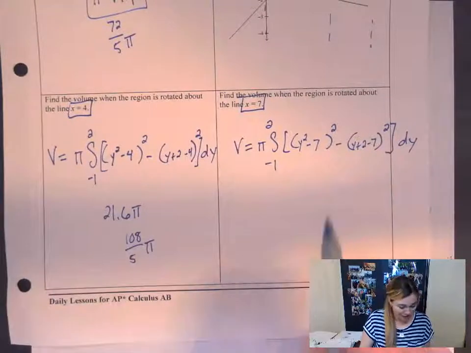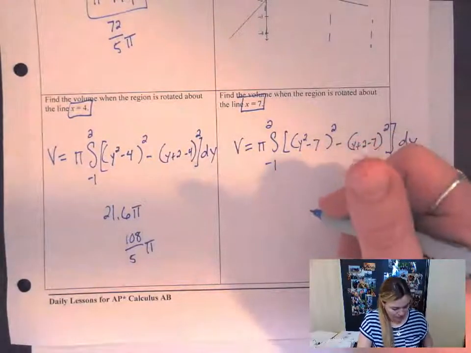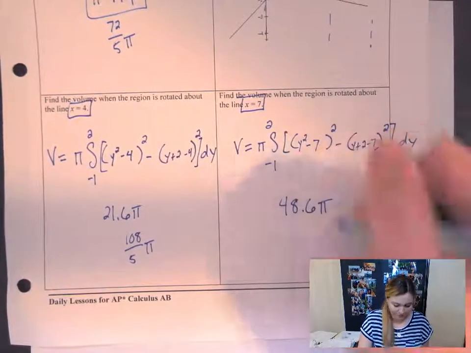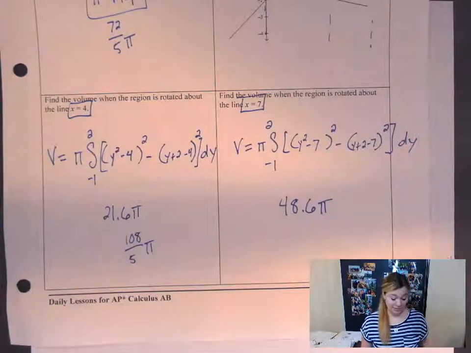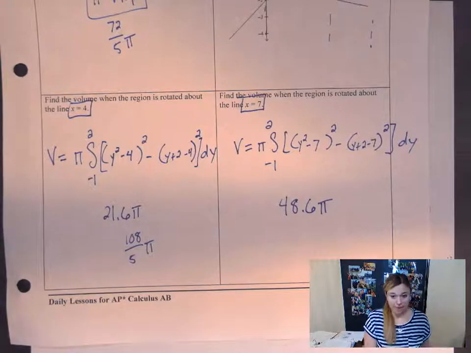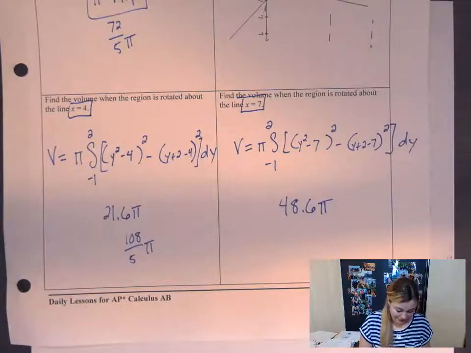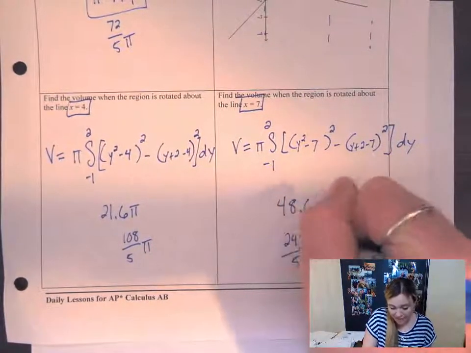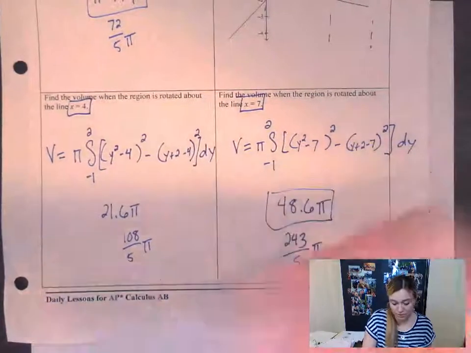And this one, this is actually a little bit different. This one was 48.6 pi, or 152.681 if you multiply by pi. Or I can say 48.6, and if I make that a fraction, I get 243 over 5 pi. But this is good for me.